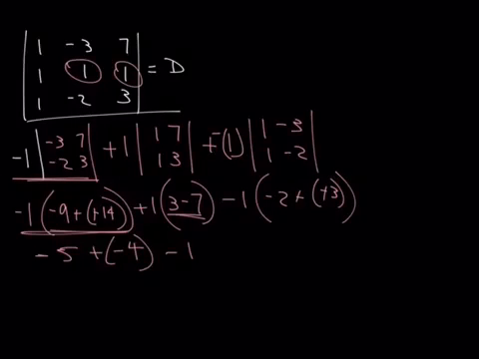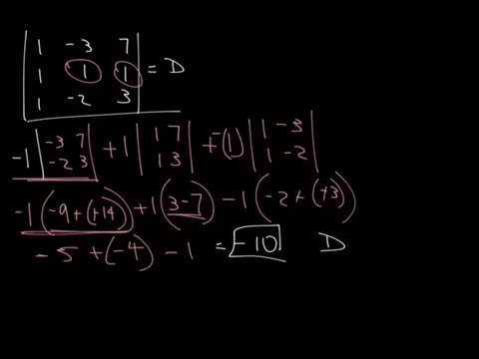Oops, this is a negative here. Sorry about that. Negative 9 plus 14 is positive 5 times negative 1 is negative 5. So negative 5 plus negative 4 plus negative 1 is a negative 10. So that's what my D equals.